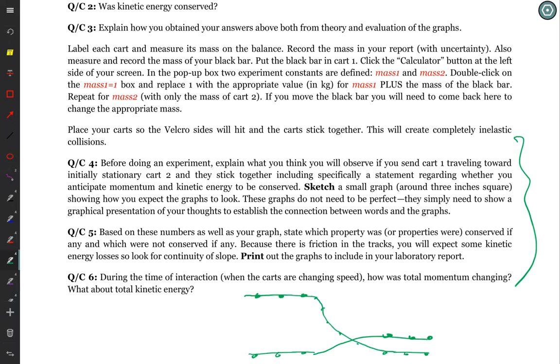That's the right one. So for the experiment, the instructions say to put the Velcro sides together so they're going to stick together. And before you do the experiment, please do this before, because it loses its value to you in the learning if you don't do it until after. If you do it after, you already know the answer and you're just sketching what you know. I want you to think about what's going to happen when you do this. Are you going to have momentum conserved and why? Are you going to have kinetic energy conserved and why? Right, so I want you to answer those questions and to sketch.